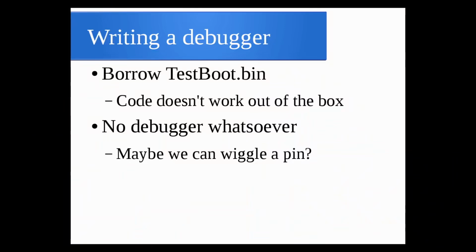So the first thing we do to write a debugger is we borrow testboot.bin, and it doesn't work. We don't already have a debugger, so we can't figure out what it does. And the first thing you want to do in this case is maybe we can wiggle a pin, get some sign of life. So we decided to go hunting for a GPIO.